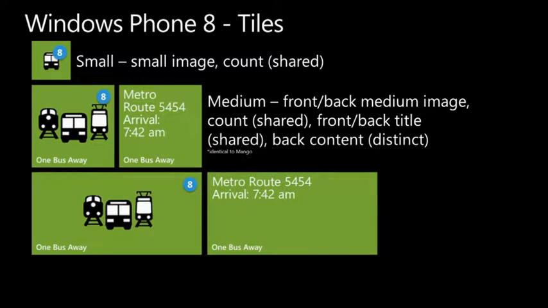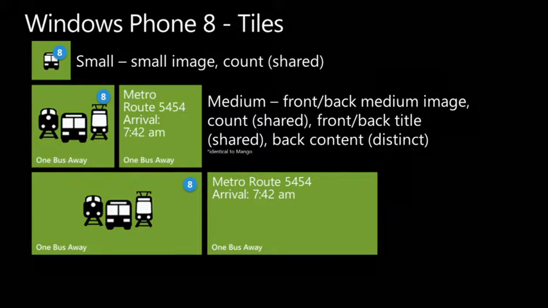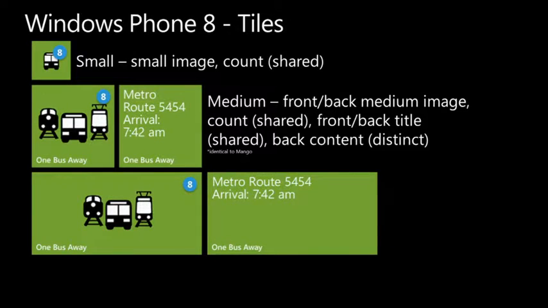For the medium size, this is the size of the tile that we have today. So it's the medium square size. Again, you have the front and back image. These are different sizes now. There's a count, same one as on the small. You have the front and back title. Again, those are the ones that you would use, and those are shared between medium and large. And then finally, you have the back content, just like we described earlier.